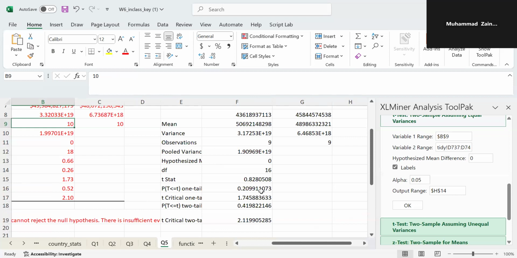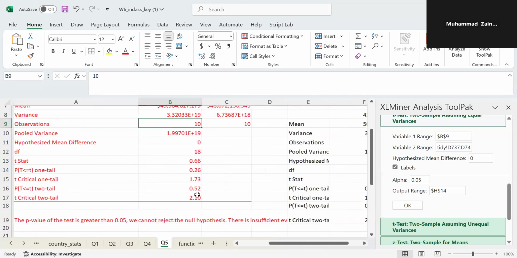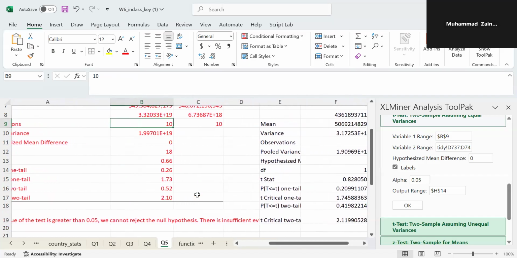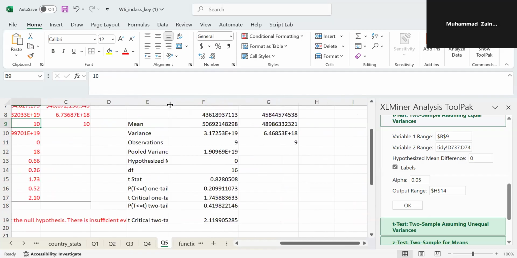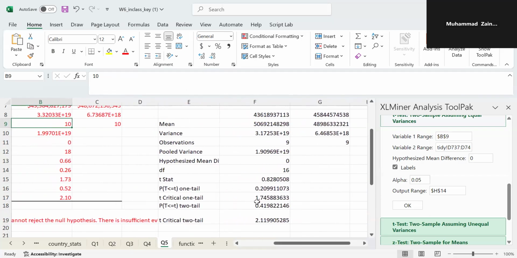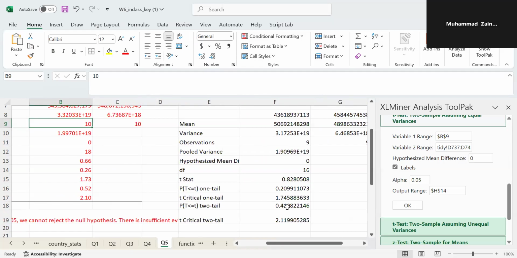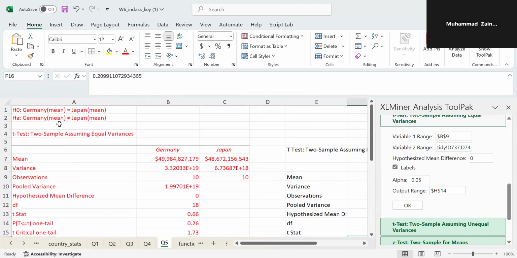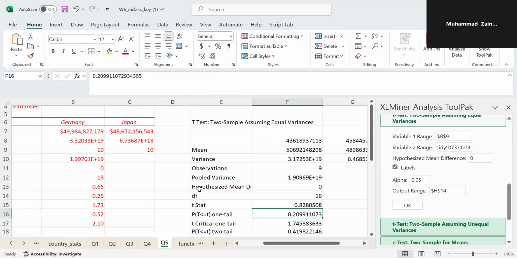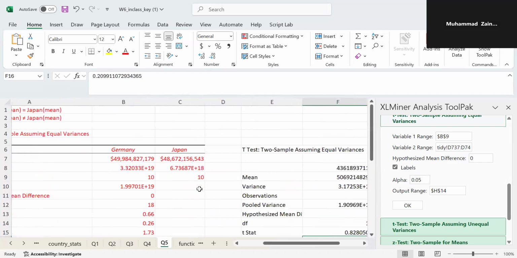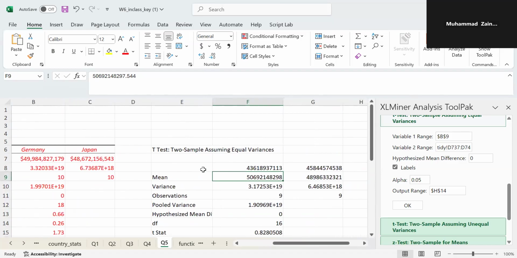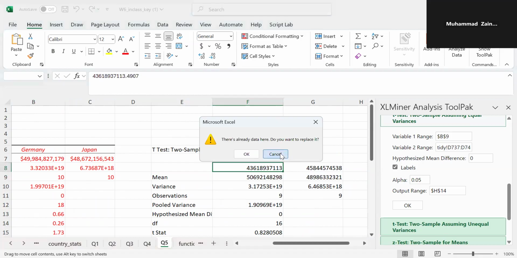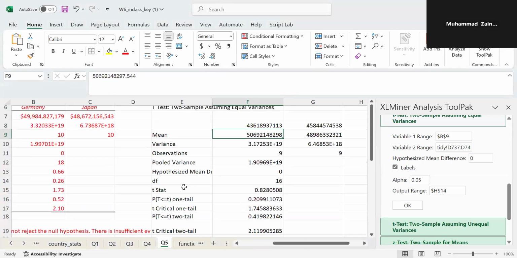You do n minus 1, but in any case, these are very similar results. The main thing to look at here is that your p value for the two tail and the one tail both are greater than 0.05. So we cannot reject the null hypothesis, which means that the means of Germany and Japan are similar. So that is why you cannot reject the null hypothesis. And yeah, I think these values are correct. I'm just gonna double check and then I'll update it on the Google Sheet key.